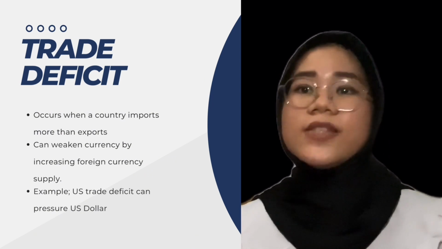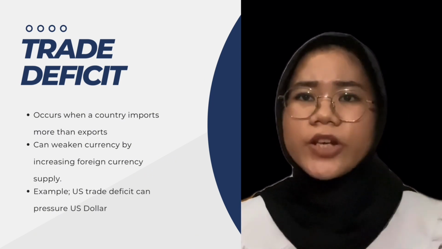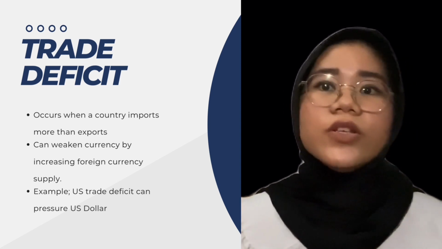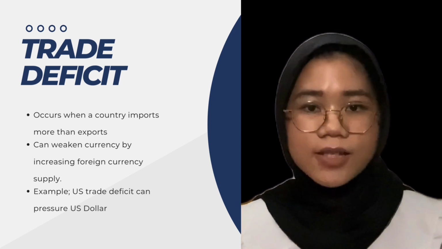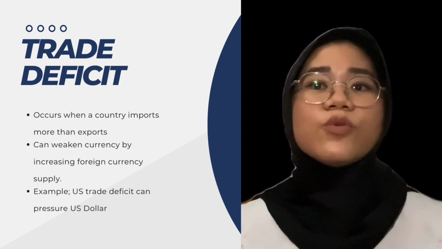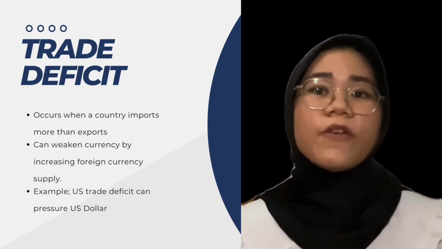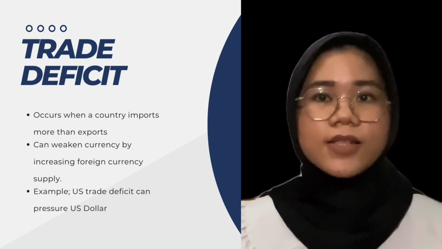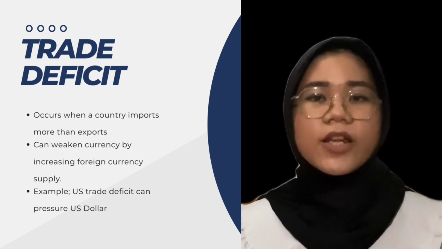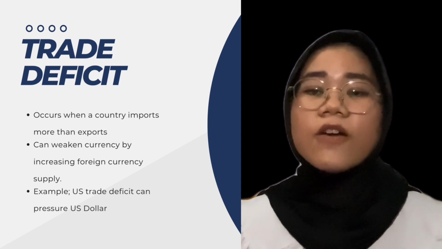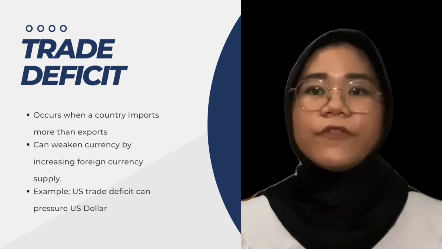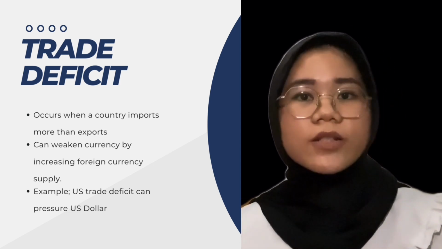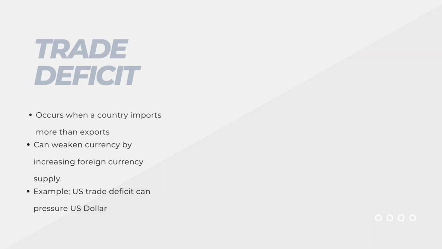The second one is trade deficits. A trade deficit occurs when a country imports more than it exports. A trade deficit can weaken the currency. Domestic customers need to buy more foreign currency to pay for imported goods, increasing the supply of their own currency in the foreign exchange market and reducing its value. For example, the United States frequently runs trade deficits, which can put downward pressure on the US dollar.